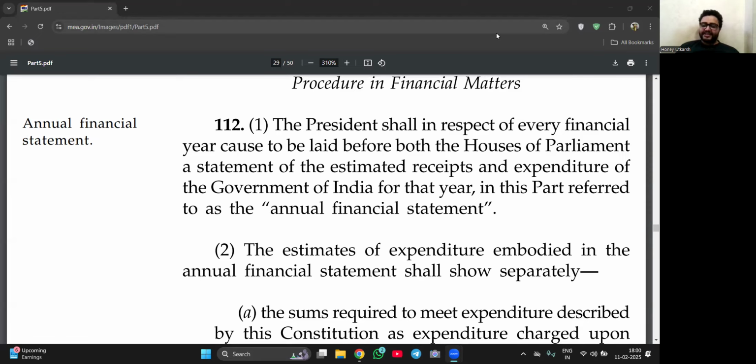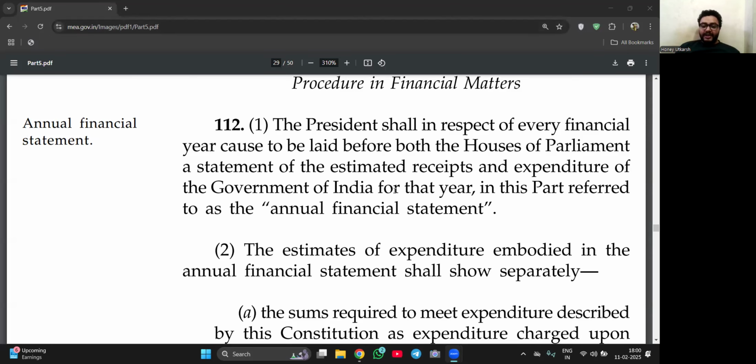So the procedure in financial matters, Article 112, annual financial statement, known as budget in common terms. Clause 1: The President shall, in respect of every financial year, cause to be laid before both the Houses of Parliament a statement of the estimated receipts and expenditure of the Government of India for that year, in this part referred to as the annual financial statement.